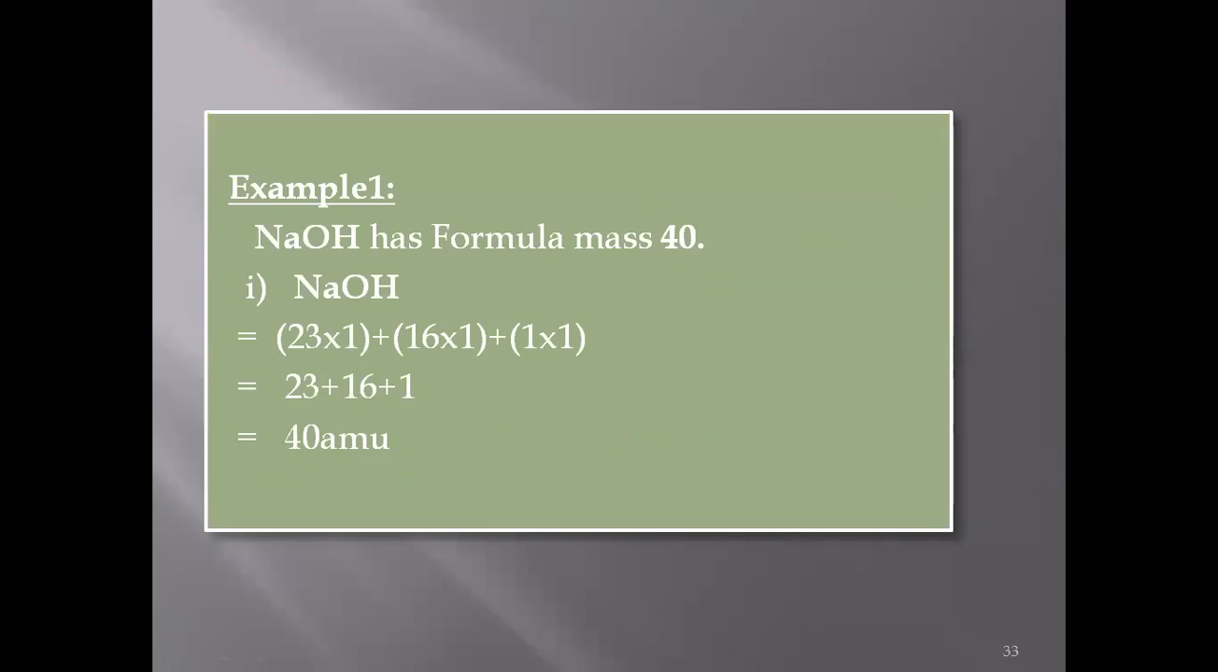When we want to calculate the mass of sodium hydroxide, we need its formula, that is NaOH. First element is sodium, so we have to put the mass of sodium, that is 23, multiplied by its number of atoms, which is 1, plus oxygen. Next element is oxygen, so we will put the mass of oxygen, which is 16, multiplied by 1, plus the next atom is hydrogen. Put the mass of hydrogen, which is 1, multiplied by the number of atoms that hydrogen has in this compound, which is also 1. After solving all these brackets, we will get 40 AMU, which is the mass of sodium hydroxide.